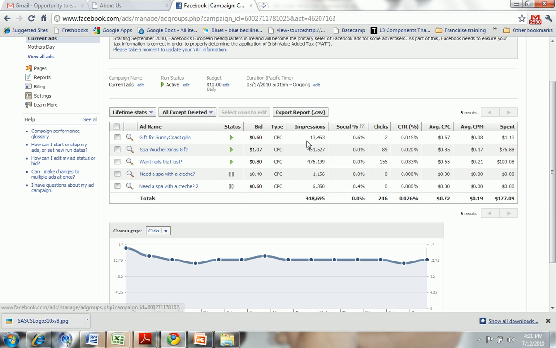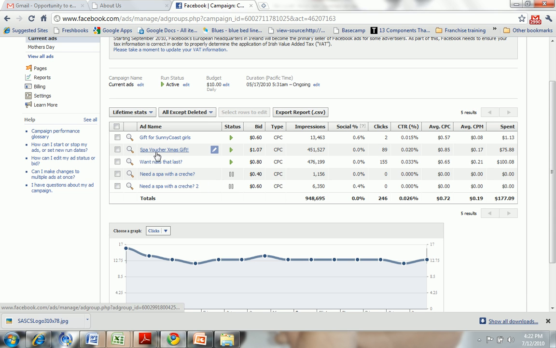The Gift for Sunny Coast Girls has had 13,000 impressions, has 6% social, which means the percentage of impressions where the viewer of the ad also saw that one or more friends liked your event page or ad. So this is where the social effect comes into advertising. People are more likely to click on an ad if they know that their friend likes that page or likes that ad. Then we see how many people clicked on it, the click-through rate, the average cost per click, and the money spent, $1.13. So this ad's not performing that great, but it's not costing us a lot either.